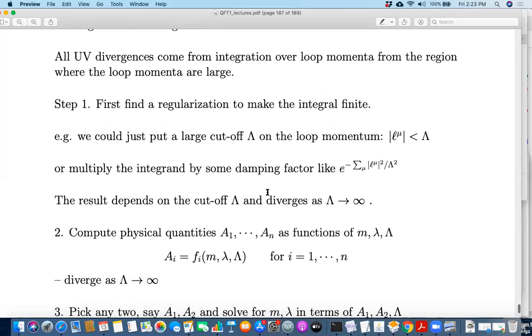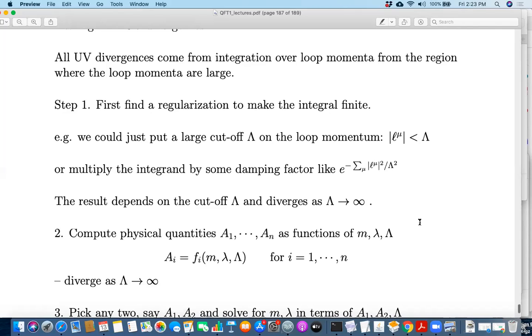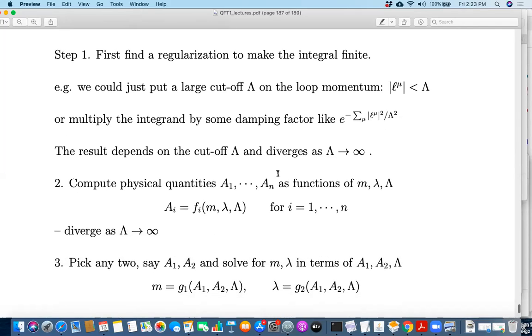Now, of course, if you do this, the result will depend on how you cut it off. It will depend on lambda. And we also know that it will eventually diverge as you take the limit lambda goes to infinity. We of course eventually want to take the lambda goes to infinity limit, because it's not a physical cutoff. So you put the cutoff in place, and then you compute physical quantities, let's call them A1, A2 up to N. In fact, there are an infinite number of physical quantities that you can calculate. Those typically involve either the masses of particles or scattering amplitudes and scattering probabilities and various other things.